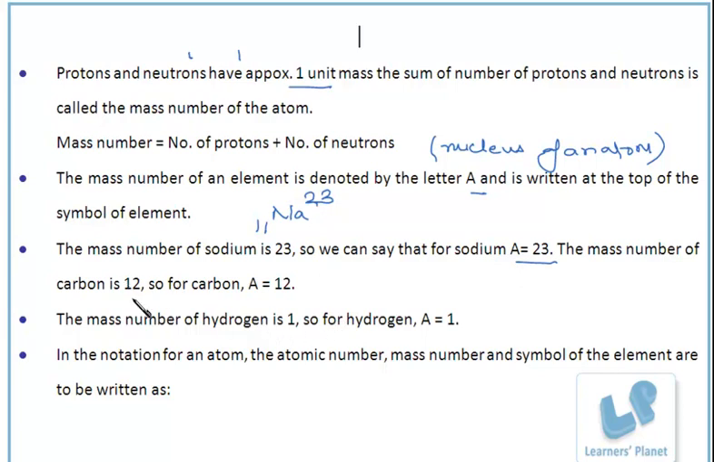Likewise, the mass number of carbon is 12. So for carbon, A is 12. The mass number of hydrogen is 1. So for hydrogen, A is equal to 1.